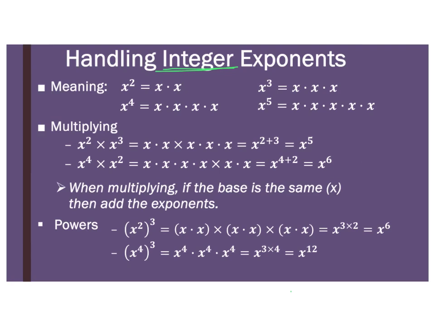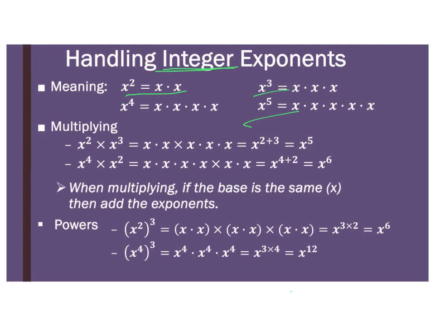Okay, so meaning x squared. This is reviewing, but it helps you lay foundation for what we're going to explain later. X squared is 2 x's multiplied. X to the fourth is 4. X to the third is 3. X to the fifth is 5, right? So now we know what that means.